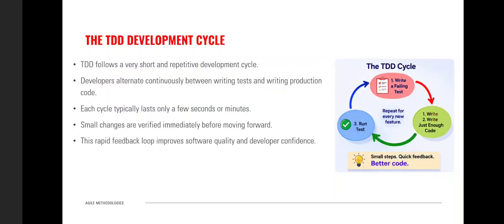The test driven development cycle is often called red green refactor. In the red stage, we write a test and it fails. In the green stage, we write the minimum code needed to pass the test. Finally, in the refactor stage, we improve the code, ensuring that all the tests still pass. This short cycle repeats continuously during development.